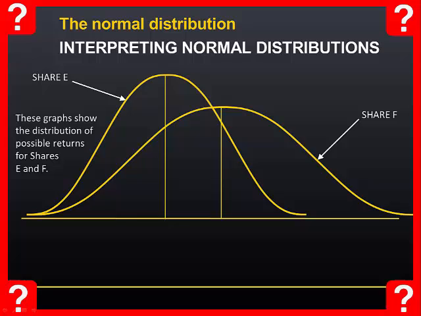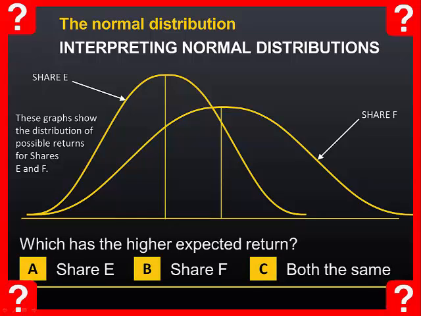Consider these graphs showing the distribution of possible returns from shares E and F. Which has the higher expected return? Share E, share F, or both the same? The answer is share F. The high point is further to the right along the horizontal axis.